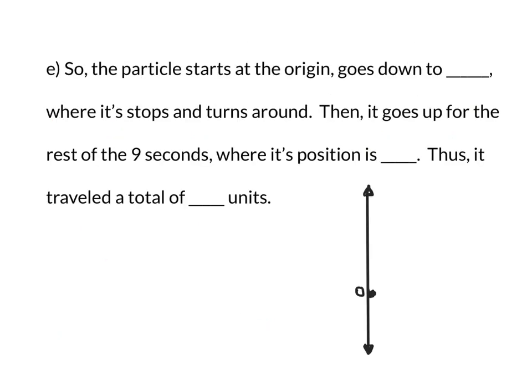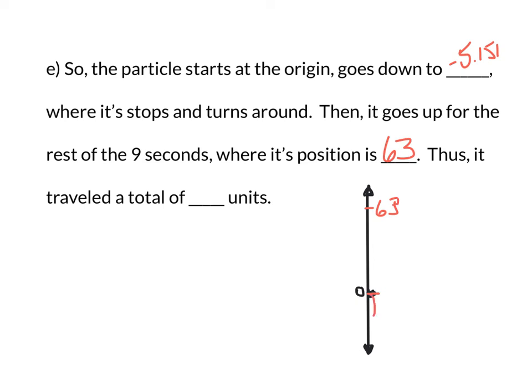All right, so putting all this together, we just saw that the particle started at the origin, went down, and went back up. So the particle started at the origin and went down to negative 5.151, where it stopped and turned around and went up for the rest of the 9 seconds. And we saw in the first part that its position after 9 seconds was at 63. So the real question is, how far did this thing travel? It didn't travel 63 units. It started at the origin and it ended at 63, but it traveled a little bit more than that.